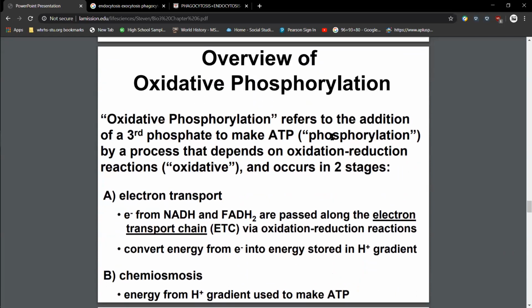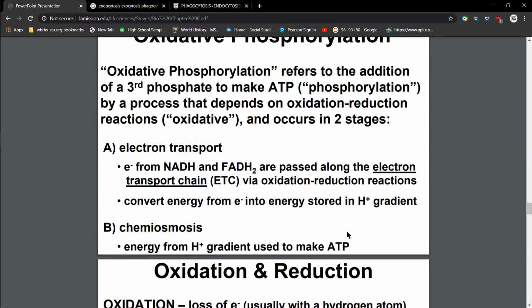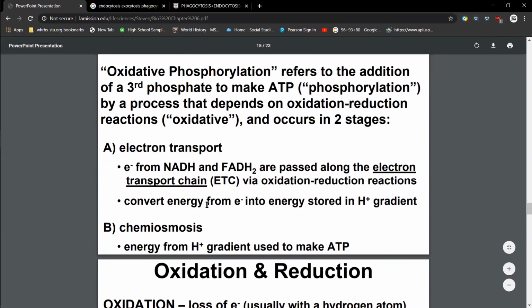So that's what phosphorylation is. It's the addition of a third phosphate that will end up creating ATP. So it occurs in 2 stages. The first step of oxidative phosphorylation is the electron transport chain.